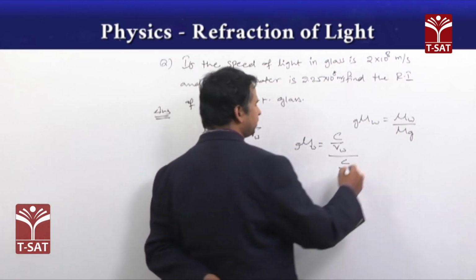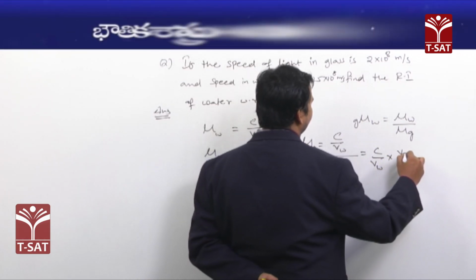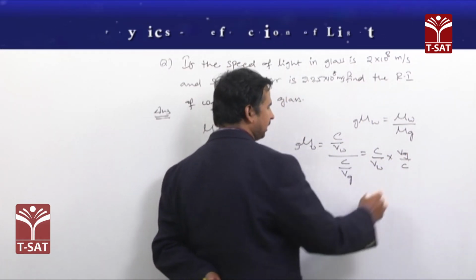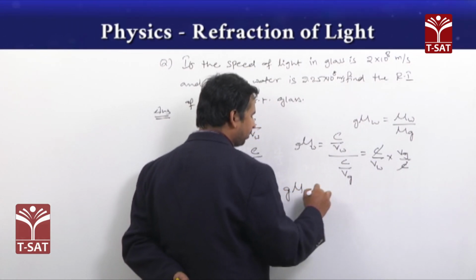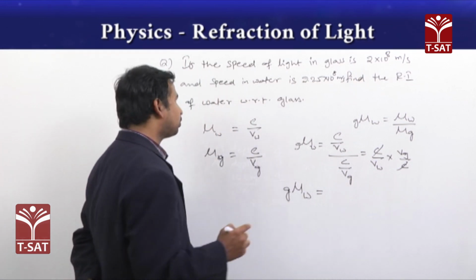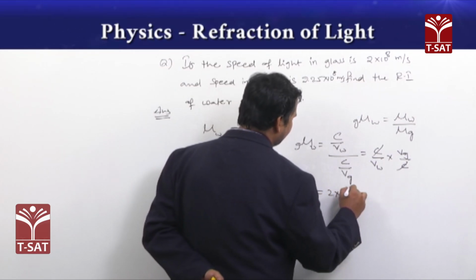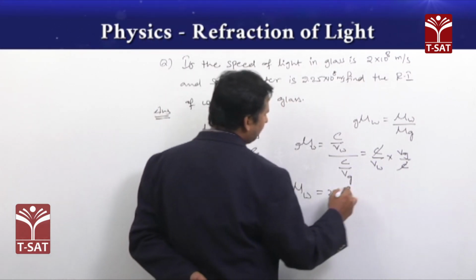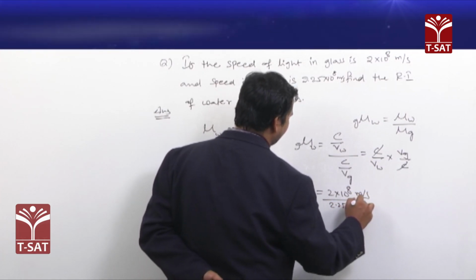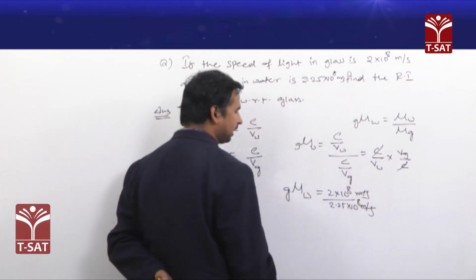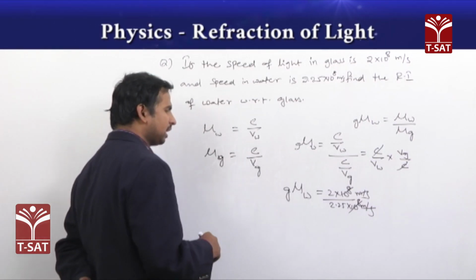Then we get C by velocity of light in water, multiplied by velocity in the glass by C. Then C gets cancelled, and finally we get the refractive index equal to the velocity of light in the glass, which is 2 × 10^8 meters per second, divided by the speed in water, which is 2.25 × 10^8 meters per second. The meters per second get cancelled and the 10^8 gets cancelled.